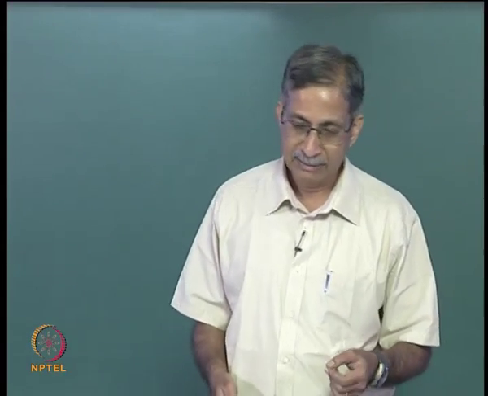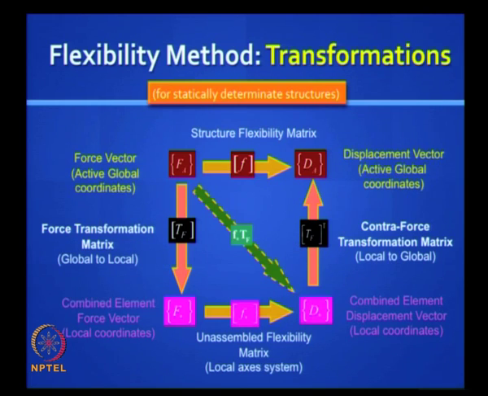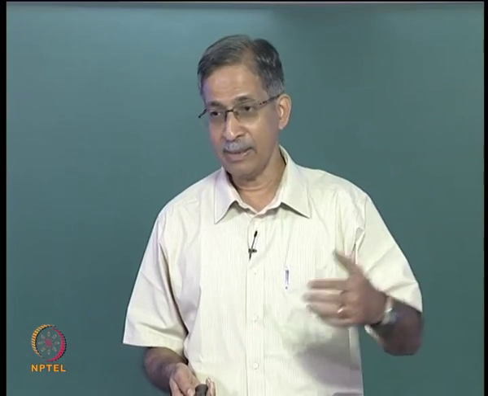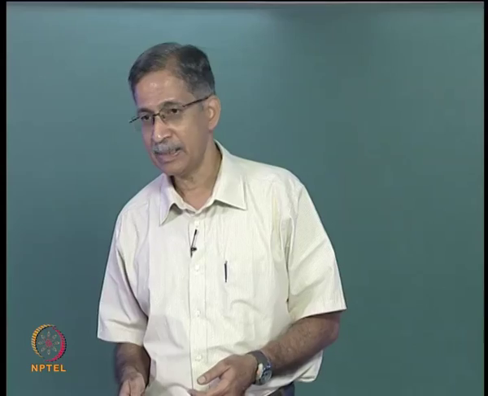And of course, you have this diagonal matrix which allows you to shift to the element deformations from the load vector directly. Please note that the TF matrix is a unique matrix. It is a square matrix for a statically determinate structure. And from the unassembled element flexibility matrix F star and the TF matrix, you can generate the structure flexibility matrix in much the same way we did in the stiffness method. Remember, we did TD transpose K star TD, and we got the K matrix. Similarly, you get the F matrix in this fashion. You will understand best when we do an example.